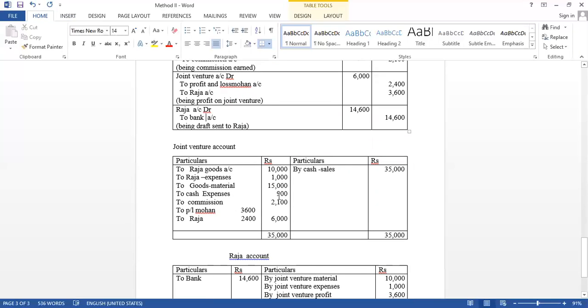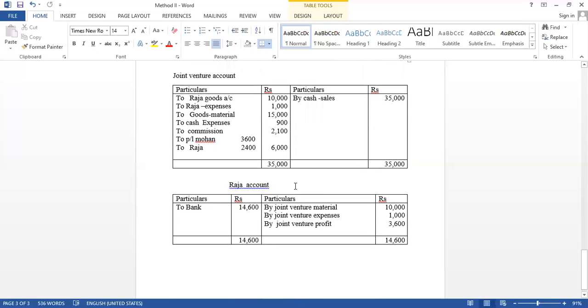Now we have to prepare another joint venture account. Why? Because this method is complete record by all co-venturers. So Mohan also maintains a joint venture account, and Raja also maintains a joint venture account. By cash sales 35,000, and these are the expenses. It is similar to the last joint venture account. Afterwards, Raja account. How much amount did Raja get? Because he contributed material 10,000, joint venture expenses 1,000, joint venture profit 3,600. So 14,600 goes to Raja account.